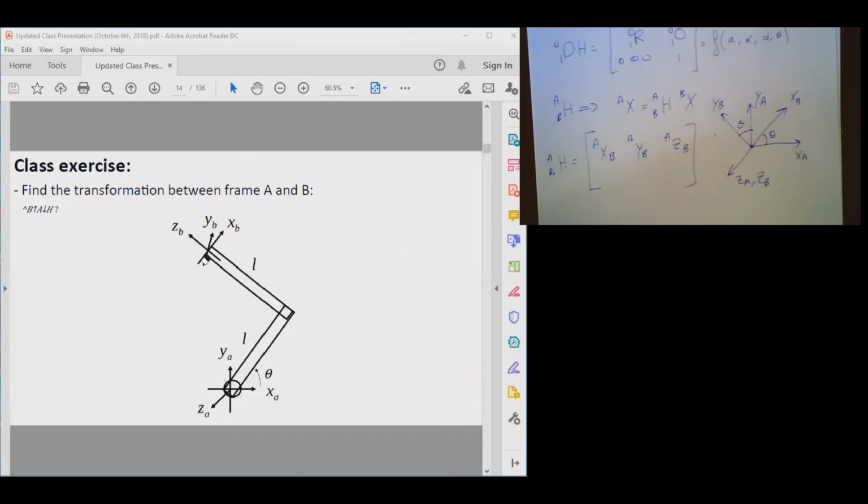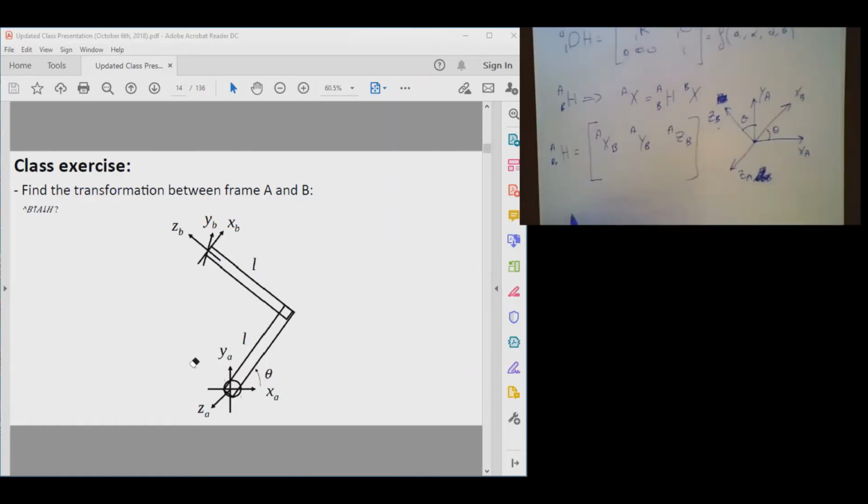Okay, XB is like that. This guy is ZB here. Sorry about that. YB is actually in the opposite direction to ZA. So we have XA, YA, ZA. We know XB makes an angle theta with XA, and ZB makes an angle theta with YA. Why? Because your ZB is along this direction, and you have this angle theta. Therefore, this angle has to be theta.